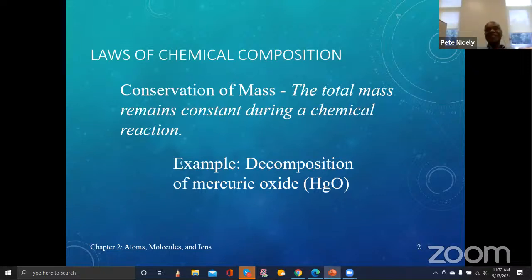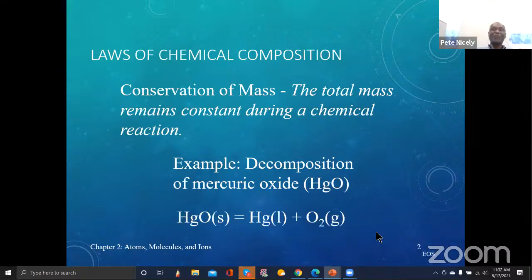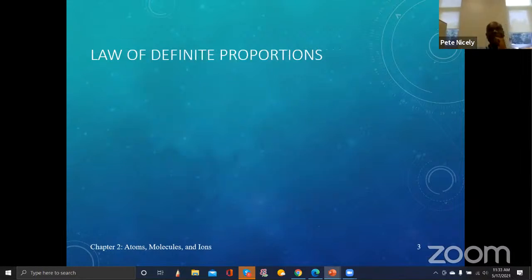And an example of this law is demonstrated in the reaction where mercuric oxide is decomposed to form mercury and oxygen, right? So basically, if you start off with a certain mass of the original compound, mercury(II) oxide, and then you heat it to decompose it to form mercury and oxygen, and if you could isolate these two products, what you'll find is that the mass of the mercury plus the oxygen that is produced will be equal to the mass of the mercury(II) oxide from which it is formed. So that's basically what the law of conservation of mass is all about.